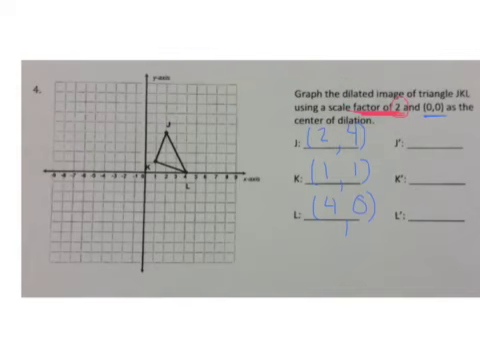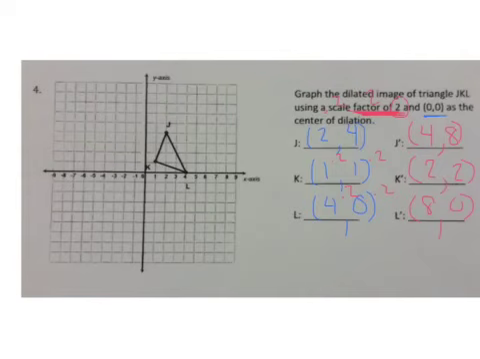So if J is 2, 4, then J prime, we're going to multiply each one by 2. 2 times 2 is 4, comma, and then we're going to multiply the 4 by 2. 4 times 2 is 8. Then K prime, we have 1, 1 for K, so we'll multiply each one of these by 2. 1 times 2 is 2, and 1 times 2 there is also 2. Then we're going to multiply L. 4 times 2 is 8. And 0 times 2 is still 0.